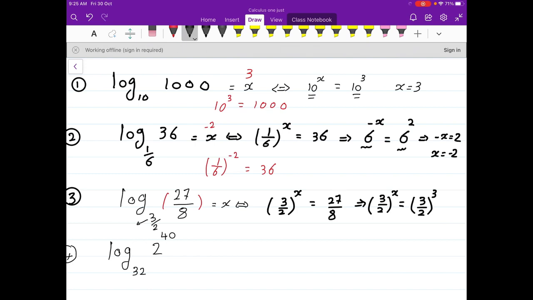So this is equivalent. Now, the bases are equal, so the exponents are equal. That means x equals 3. Now you find x equals 3. What does it mean? It means 3 over 2 to the power 3 equals 27 over 8.